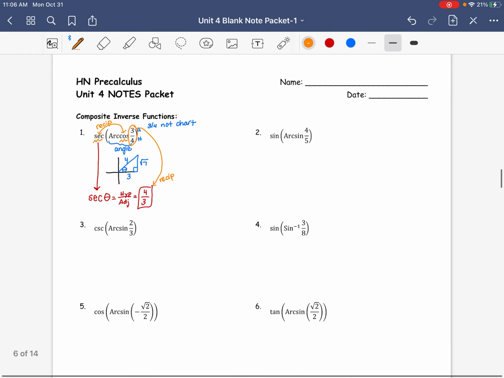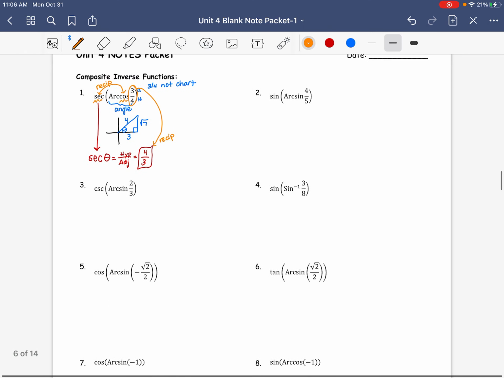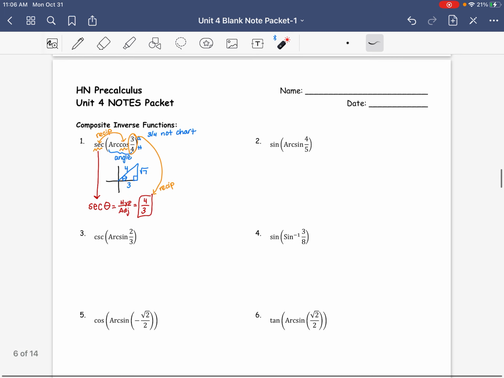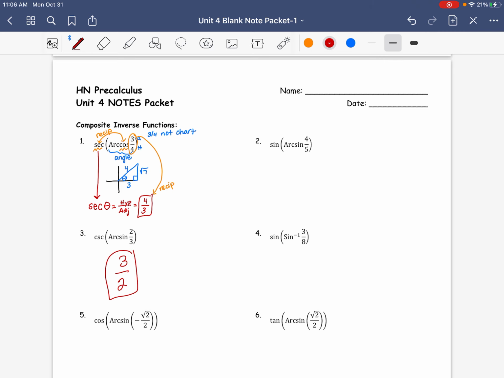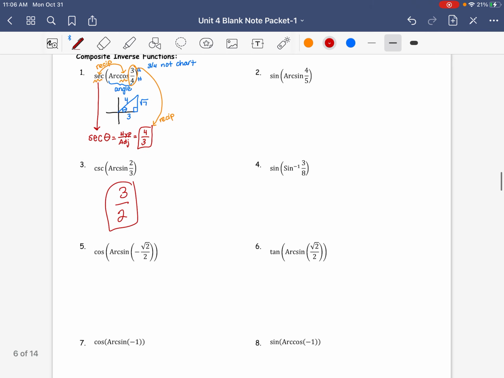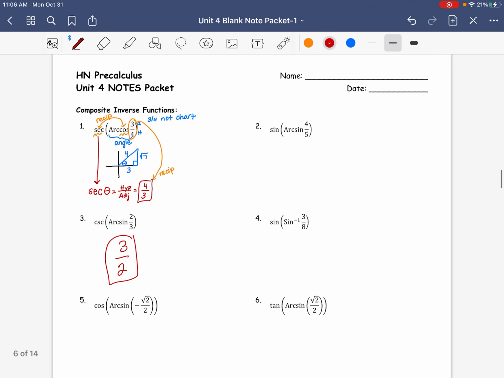So scan your page here and look, do you see any other ones that are reciprocals? So no. Number 3. What do you think the answer to number 3 is? Just 3/2. Don't have to show any work. And none others are reciprocals.